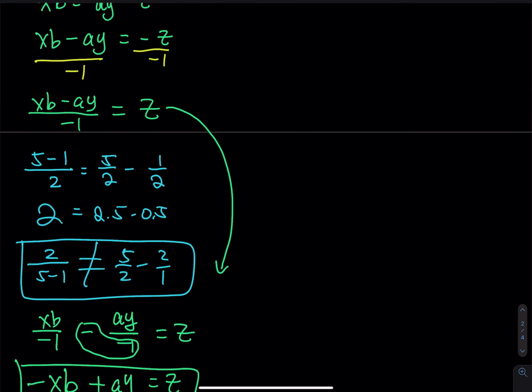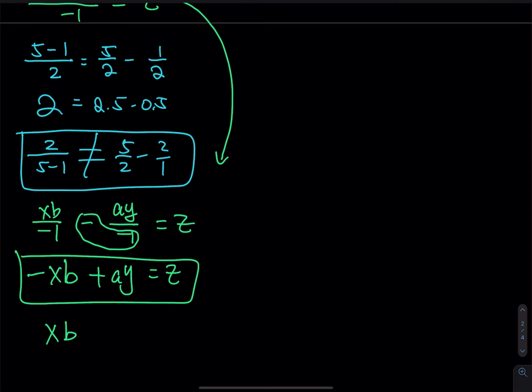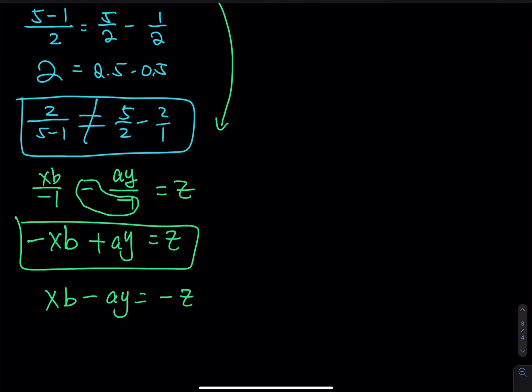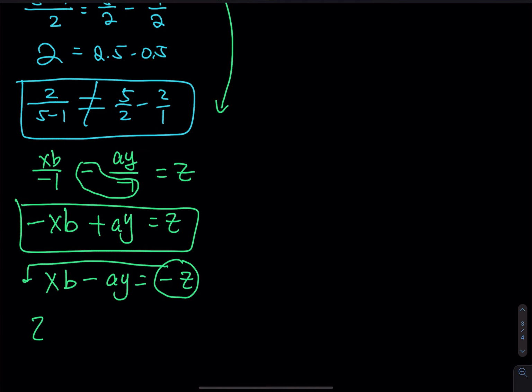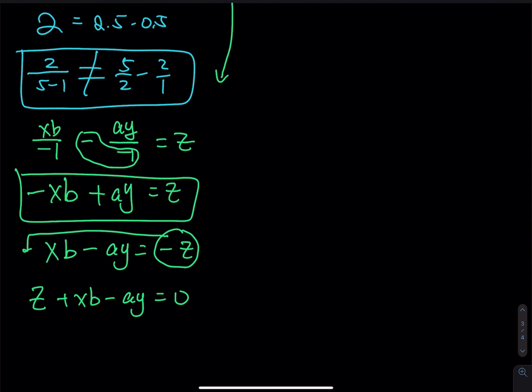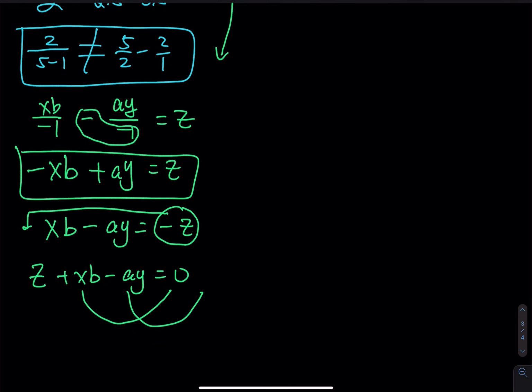Another way to do it is you stop right here. So you have xb minus ay equals to negative z. This way you can swap them. So if you move the z to the other side, that z becomes a plus, right? So you have z plus xb minus ay equals to 0. And then you move these two terms to the right, and then we change the symbol. So z is equal to minus xb plus ay. So this is another way to do it.